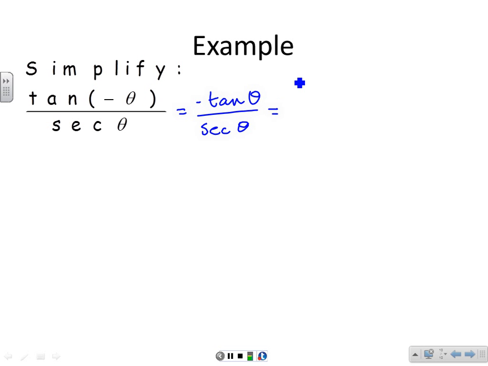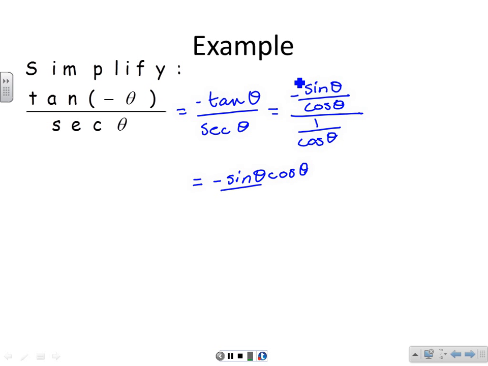So now I can go ahead and turn this into sines and cosines and see how that works out. Negative tangent is going to be negative sine over cosine, and secant theta is going to be 1 over cosine. So if we do skin over guts, we're going to have negative sine theta cosine theta over cosine theta times 1, which is cosine theta. And so those are going to cancel out and you get negative sine theta. And if you remember, negative sine theta, if we go back to our negative angle, can be sine of negative theta.